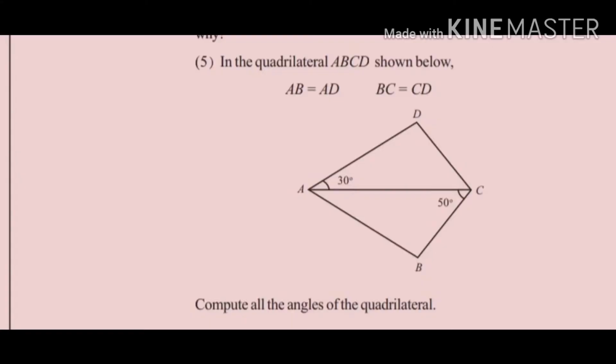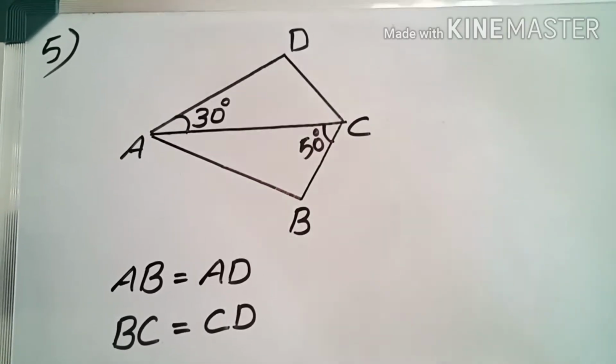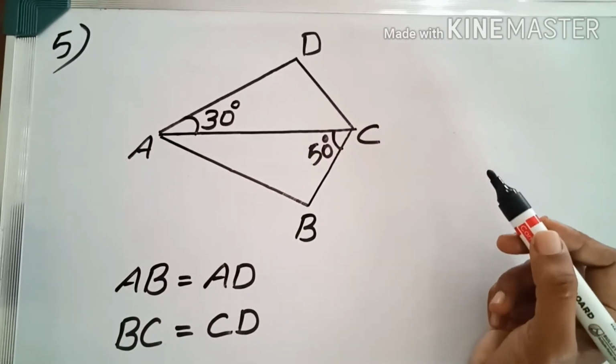Now let's move on to the next question, that is question number 5. So this is the question. In the quadrilateral ABCD shown below, AB equal to AD and BC equal to CD. Compute all the angles of the quadrilateral. All the remaining angles you have to calculate. Here also one figure is given. A quadrilateral ABCD is given in the question.